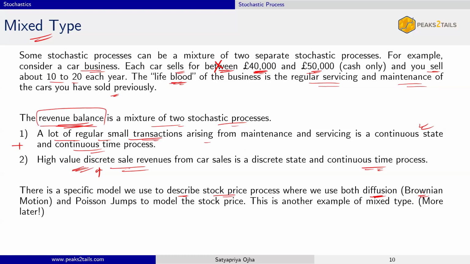So what we do is we also add jumps to the stock price model. So it is both diffusion and jumps put together. We are more accurately able to predict or model the stock price behavior. Okay, so that's a mixture of two different stochastic processes. We'll learn more about this and how to price options under jumps also. All of those we'll talk about in the upcoming classes.